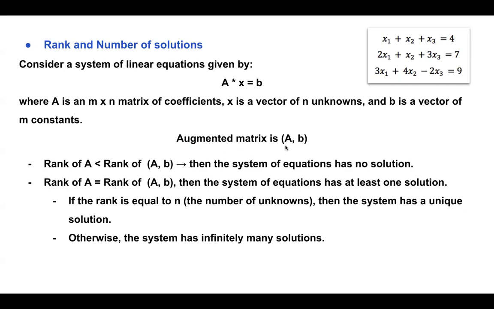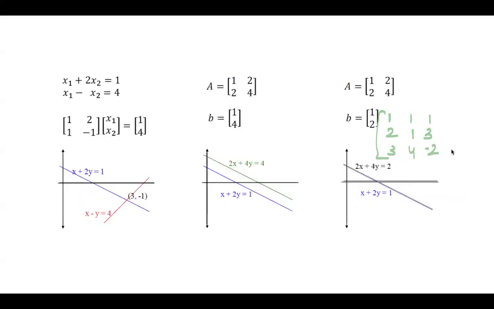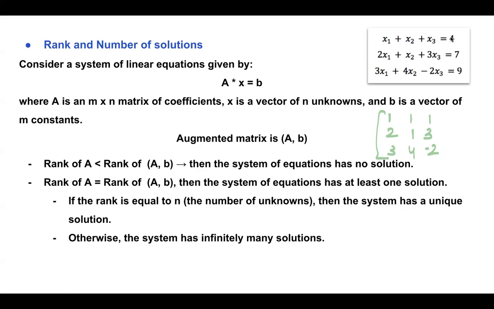How do you create an augmented matrix? It can be written as A comma B. I'll tell you how this matrix looks. You have already seen the A matrix: 1, 1, 1, then 2, 1, 3, then 3, 4, minus 2. Now for the augmented matrix, in the same matrix you add one more column, the constant matrix 4, 7, 9.